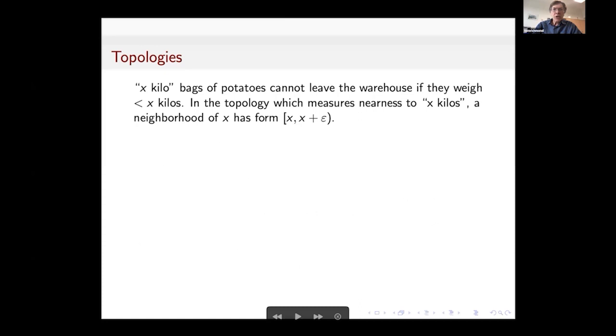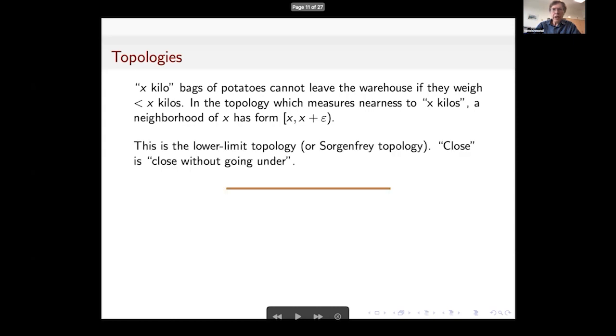Or if you're measuring bags of potatoes and they're supposed to be 5 kilos and they cannot leave the warehouse if they're less than 5 kilos, then close would mean 5 kilos or a little closer than that, but not under 5 kilos. So this gives you close without going under.